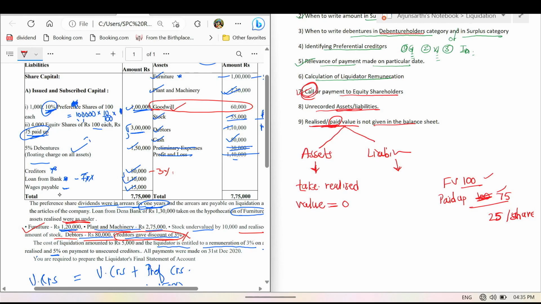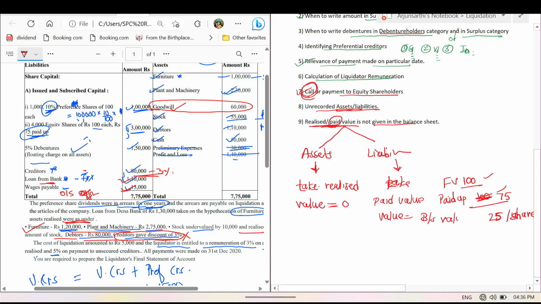If this is not given, what does that mean? Take the example here: outstanding expenses or outstanding office expenses, and we do not have any value. For wages also they have not given a value. Have they mentioned any discount for wages? No. That means for wages no value is given. For loan also they have not given any adjustment. For creditors they have given, sorry. For these two they have not given any adjustment. That means paid value is not given. Therefore for liabilities you have to assume the paid value. Therefore take paid value equal to balance sheet value.